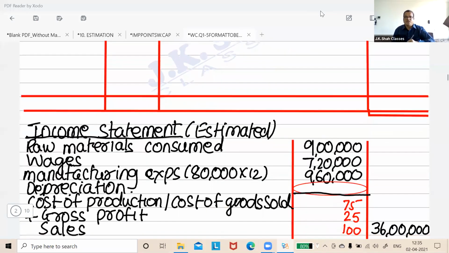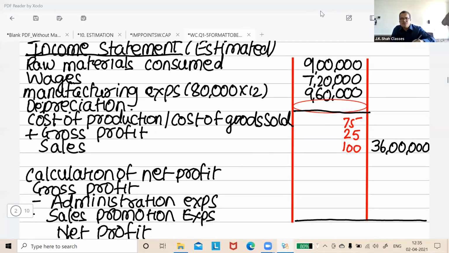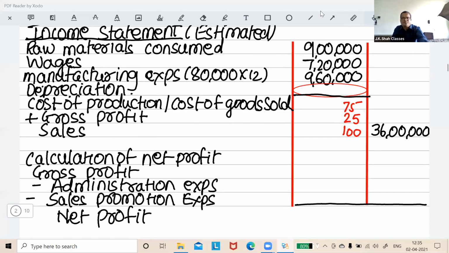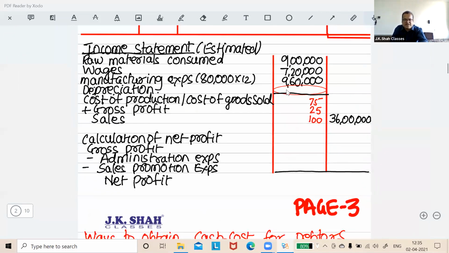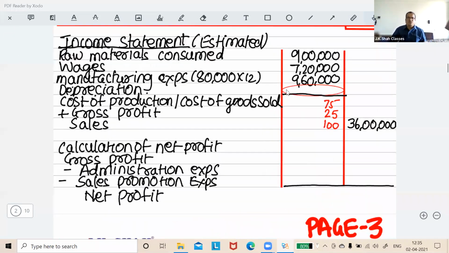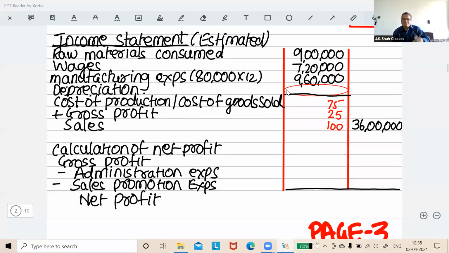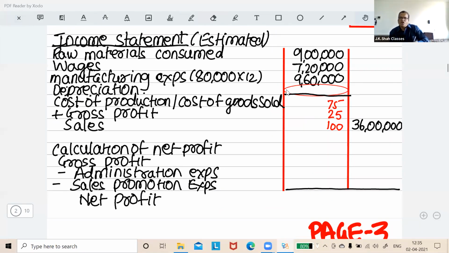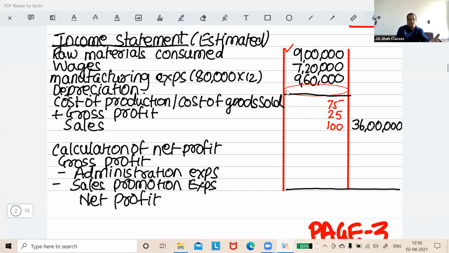Yeah. See, a little bit of working we need to do, guys, with the income statement. Please understand this setup that we have done. Okay. See, income statement. Raw material consumed is 9 lakh. So where from did you get it? Question. Correct. It's there in the question.